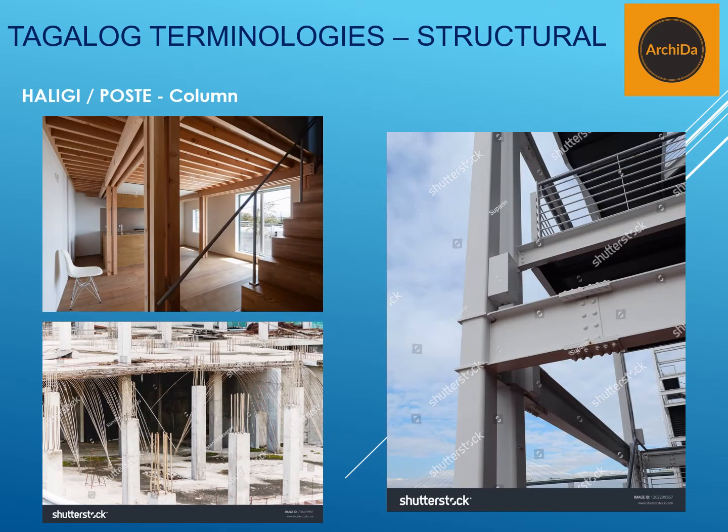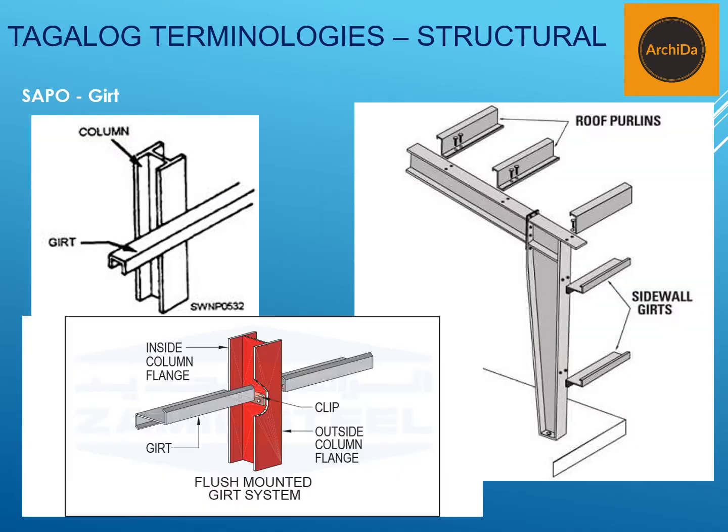Halige or poste, in English, column. It can be either made out of wood, concrete, or steel. Sapo or gear. In the olden days, they used wood, but nowadays you use steel. This is for the initial layout of your framework for the walls.